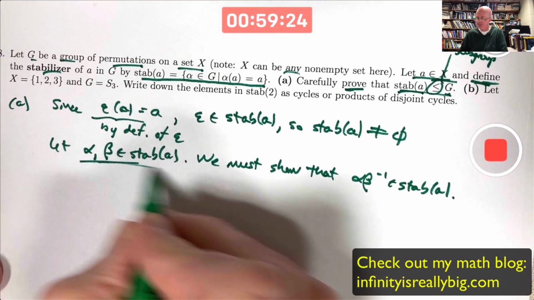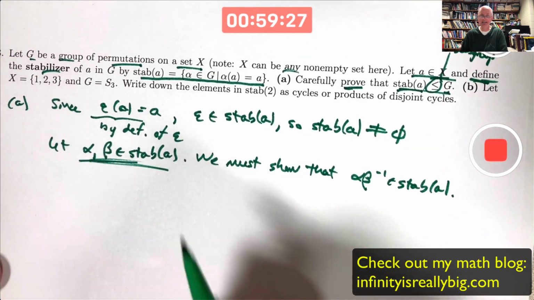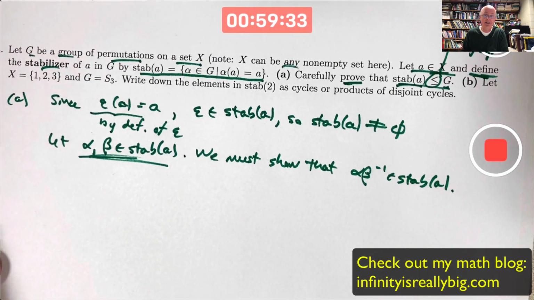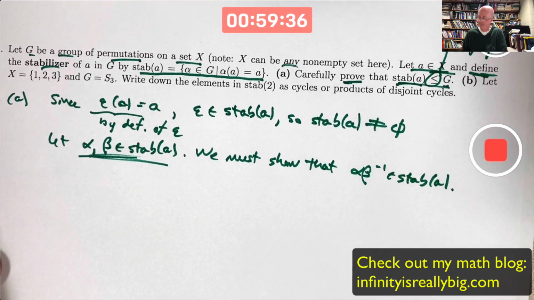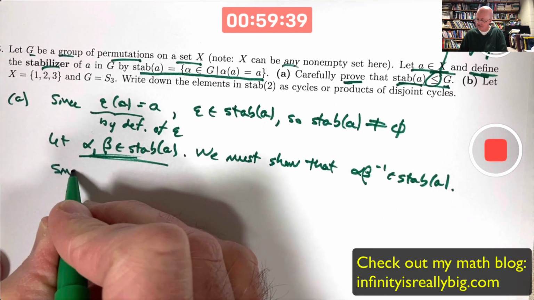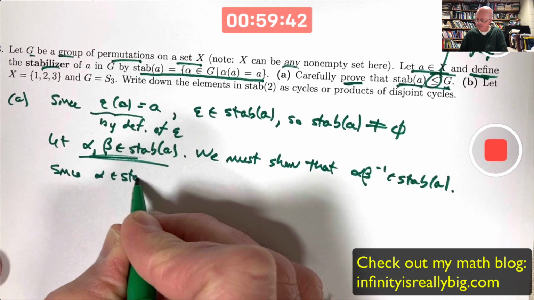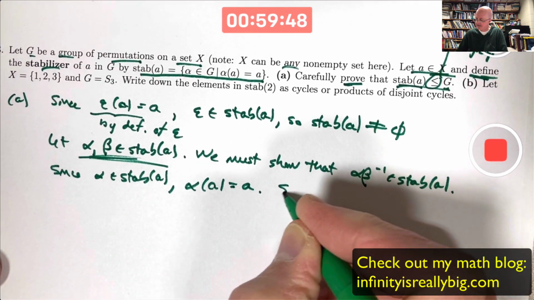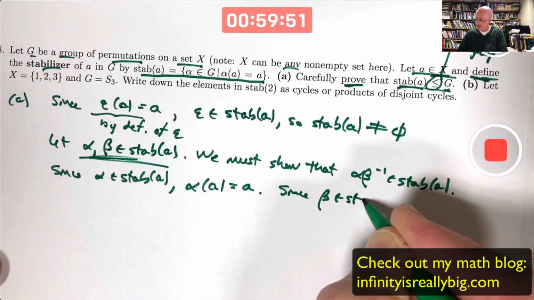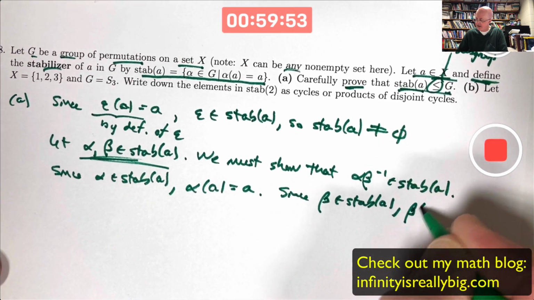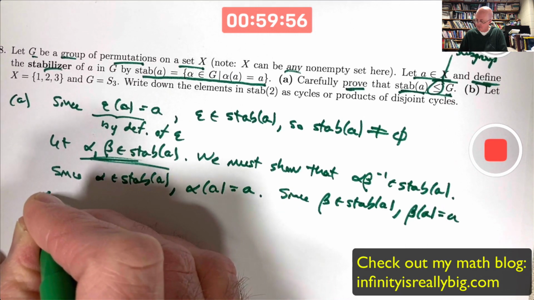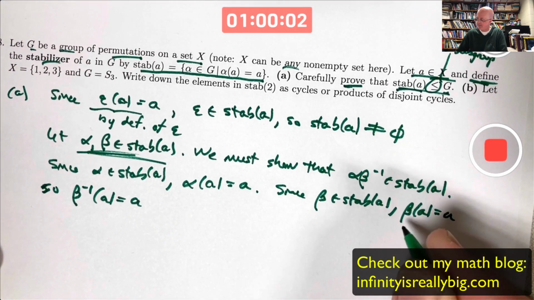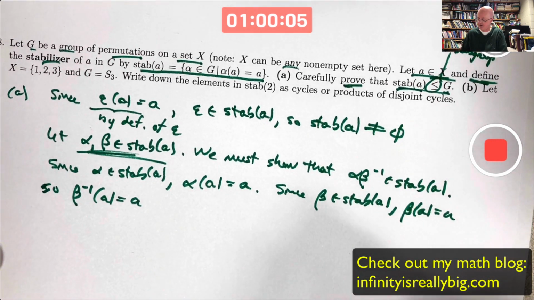But we need to use our assumption here. Alpha and beta stabilize A. They map A to itself. And since beta maps A to itself, beta inverse also does. We're essentially done. It's a pretty easy thing to do once you know what to do. Since alpha is in the stabilizer, we can say alpha of A equals A. Since beta is in the stabilizer of A, beta of A will equal A as well. So by definition of inverse function, beta inverse of A also equals A. If beta maps A to itself, so will beta inverse map A to itself.